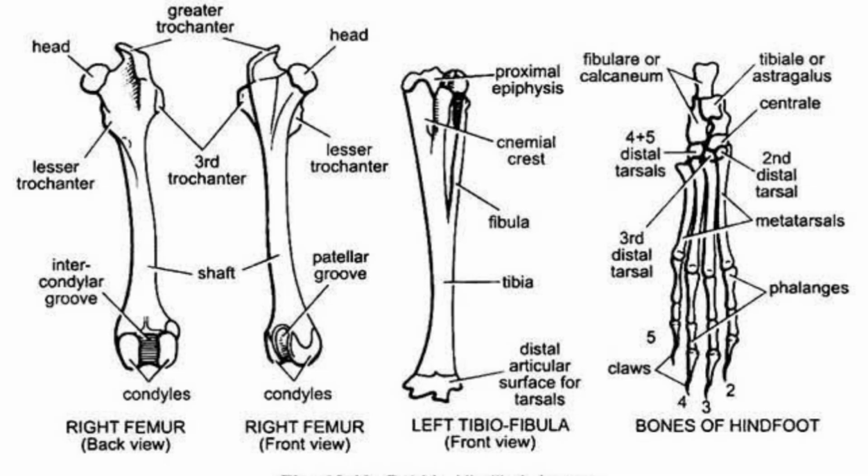Alright, if you look at this diagram, you would see a full label of the femur. In case you are asked to draw the femur, you can see the head, the greater trochanter, the shaft, and the groove, the patellar groove.